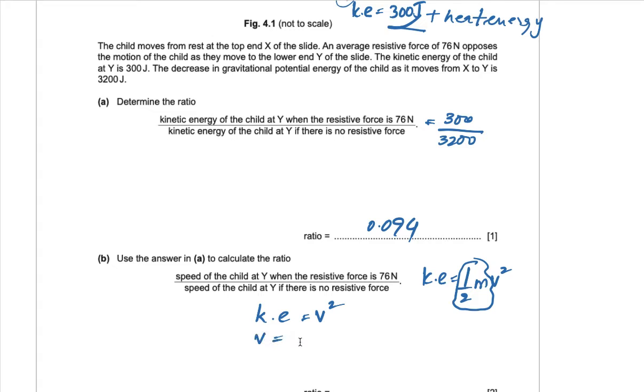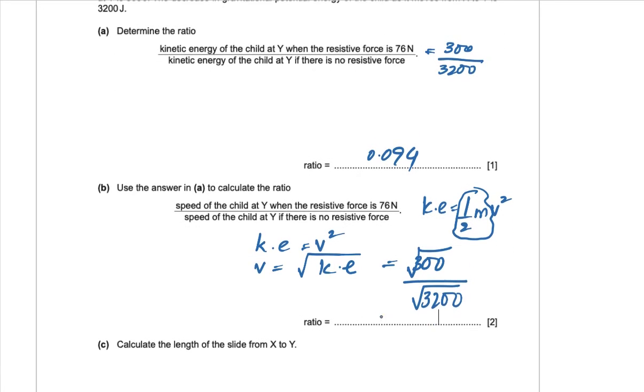So the speed of something is the square root of kinetic energy. So the speed of the child at Y when the resistive force is 76 newtons, where it has a kinetic energy of 300, the square root of that, divided by the speed of the child at Y if there was no resistive force, and that's when the kinetic energy had a magnitude of 3200, so the square root of 3200. So this gives you the ratio as 0.31.